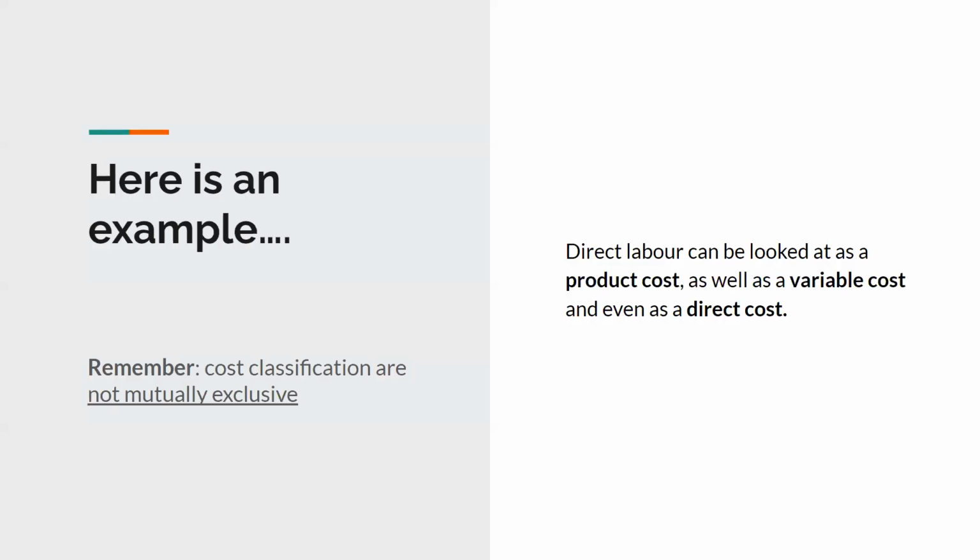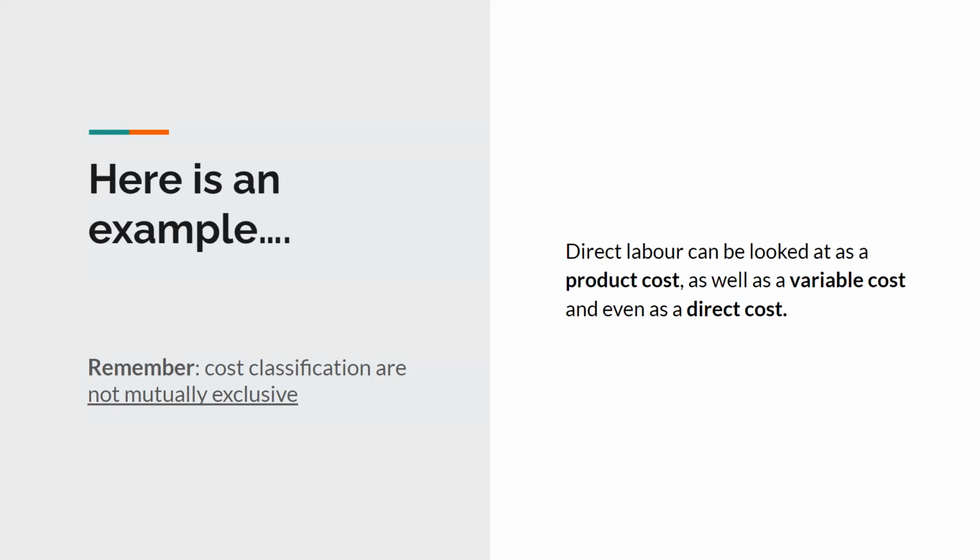Here's an example. Direct labor, that's a product cost, right? But it's also a variable cost, and we could even call that a direct cost. So here, that one cost of direct labor, depending on how we are looking at it or what we are using it for, the information needs in terms of decision or what, we could view that cost through different lenses. In one instance, it's a product cost. In another instance, it's a variable cost. And in another instance, we could categorize or classify it as a direct cost.